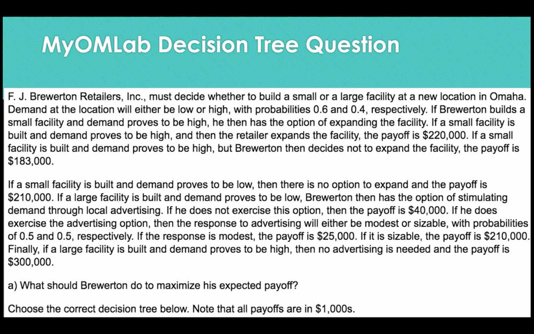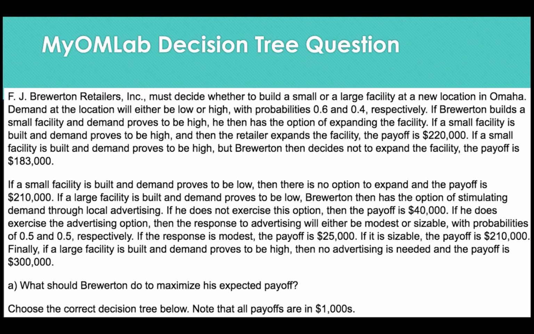If a small facility is built and demand proves to be high, and then the retailer expands the facility, the payoff is $220,000. If a small facility is built and demand proves to be high, but Brewerton then decides not to expand the facility, the payoff is $183,000. If a small facility is built and demand proves to be low, then there is no option to expand and the payoff is $210,000.